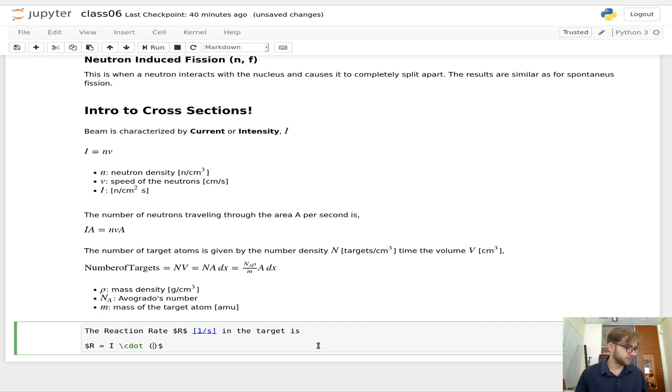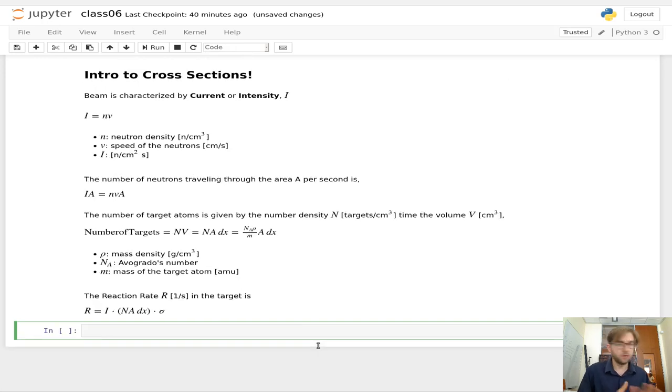the number of targets, right? So this is N A dx times what we're going to call sigma, which is the cross section, so lowercase sigma. Sigma is there to balance out the units. This has units of number of targets per centimeter squared per second. NA dx has total units of targets per second. And so we need to get rid of the centimeter squared that's in there. So the sigma is there to balance out the units.